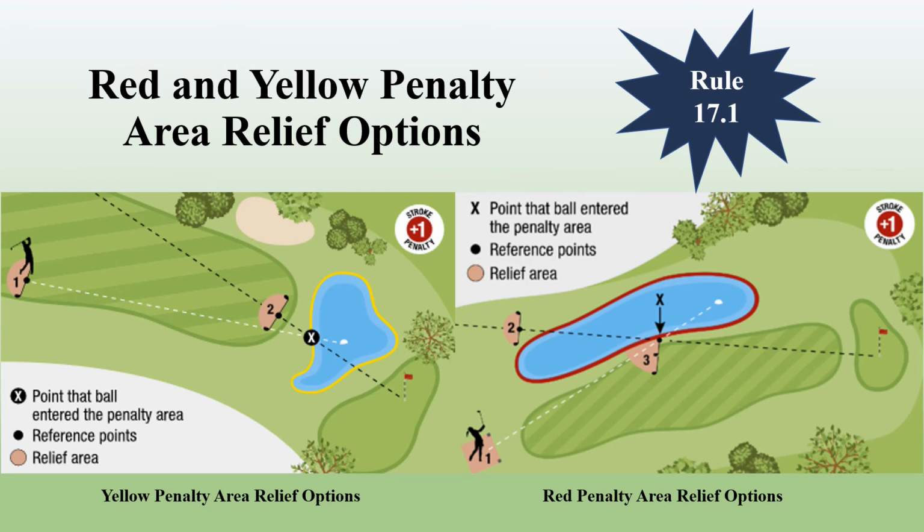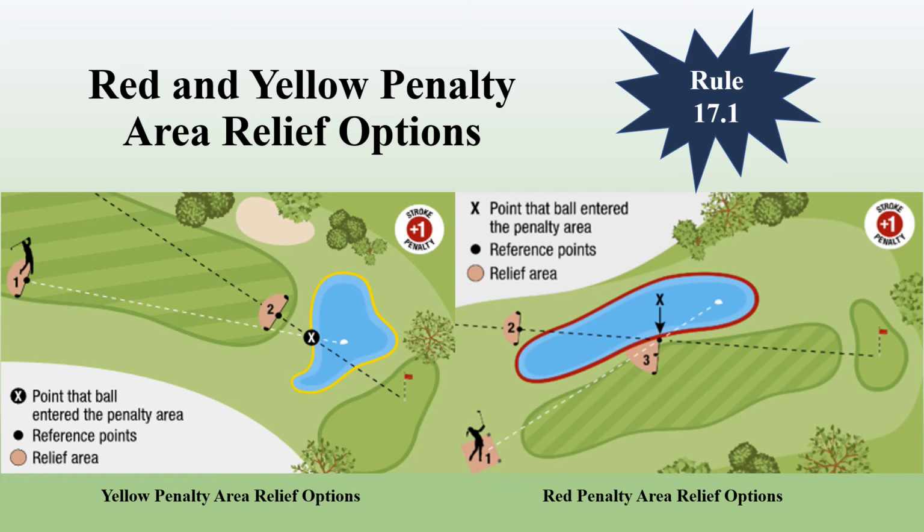These 2 diagrams are a great way to visually see the options for the players should they hit it in a yellow penalty area or a red penalty area. The left-hand diagram are your yellow penalty area relief options. If a player hits it into the yellow penalty area, they can go back to reference point number 1 in that relief area under penalty of 1 stroke and play again. That's the stroke and distance relief. Or they can take the back on line relief, option 2, and go back on that line as far as they want, dropping the ball into the relief area and playing, also under a penalty of 1 stroke.